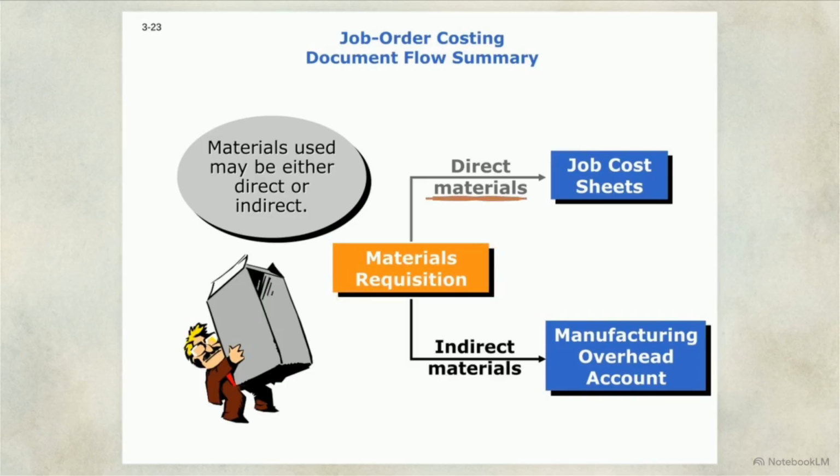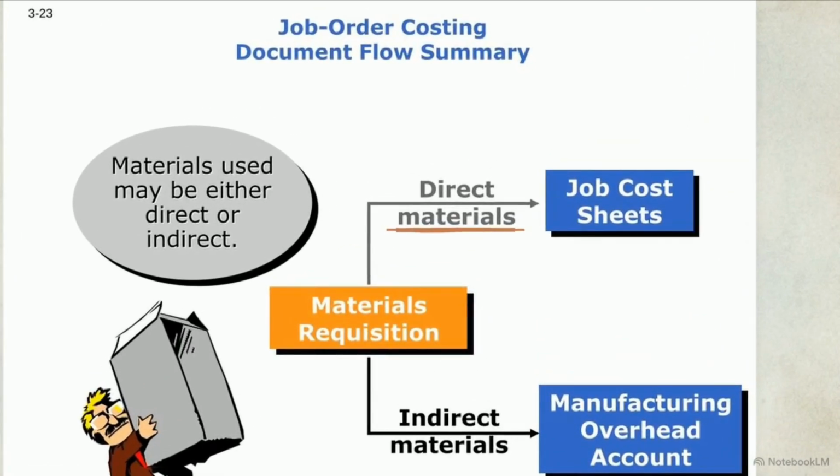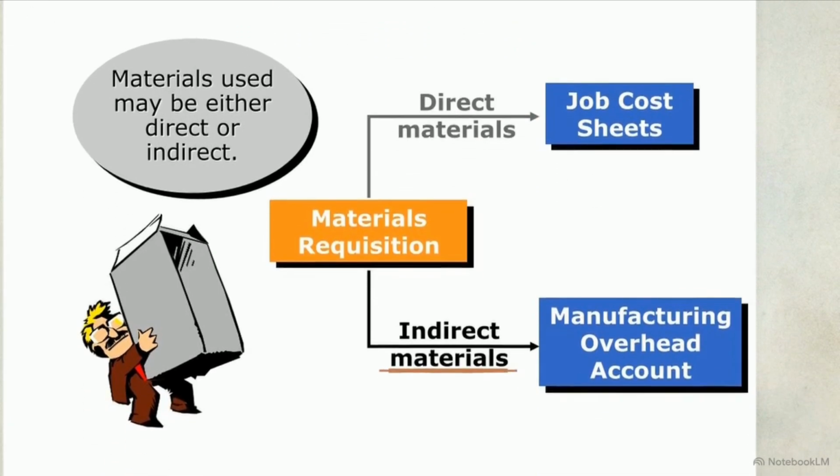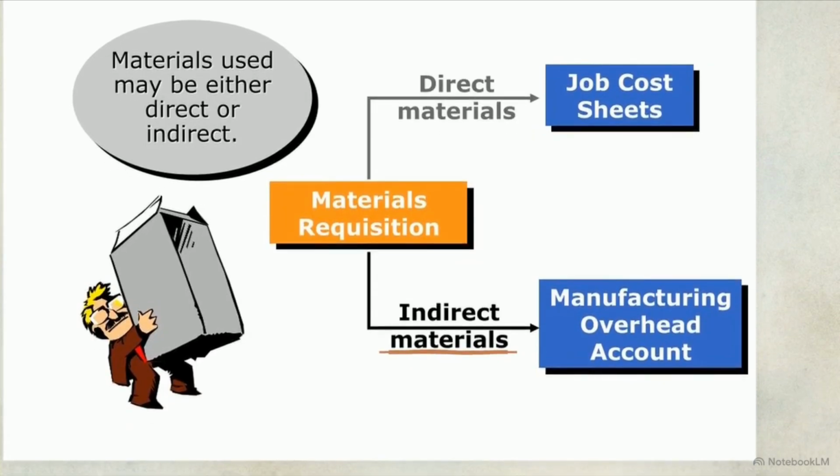The top path represents direct materials. These are items explicitly traceable to the specific custom job, so their costs flow directly to the job cost sheets, increasing the work in process account. The bottom path represents indirect materials. These are untraceable items used across multiple jobs simultaneously, like machine lubricants or cleaning supplies. Because they cannot be linked to one specific order, they are diverted into the manufacturing overhead account.